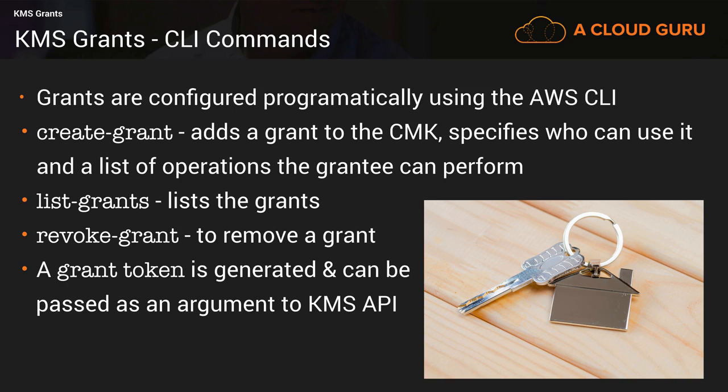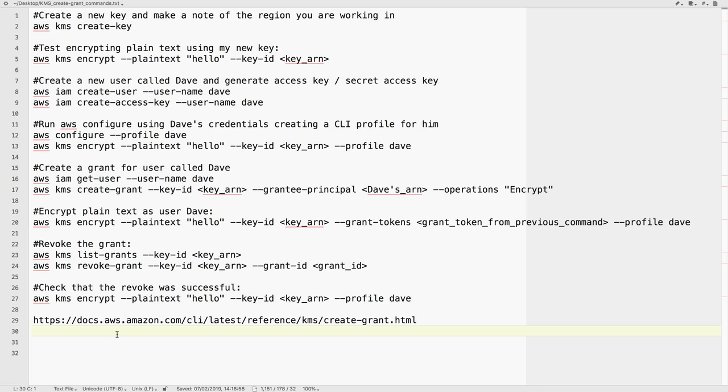When you create a grant, a grant token is generated, and that can be passed as an argument to your KMS API. But the best way to learn about KMS grants is really to start playing around with it yourself, and that's exactly what we're going to do now. We're going to create a new CMK, create a new user, and then have a play around with grants. We can actually do everything in the command line. I've prepared all of the commands in a text file, so you can just copy and paste them into your terminal window. First, I'm going to talk you through the commands that we're going to be running.